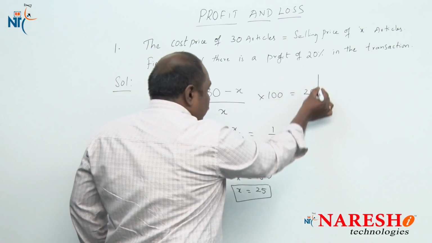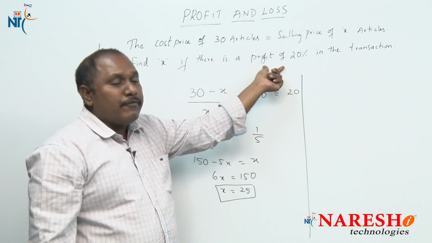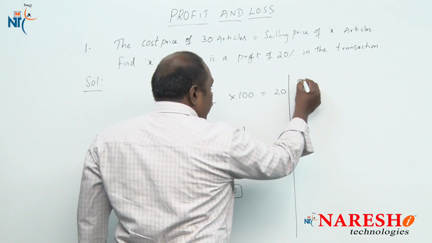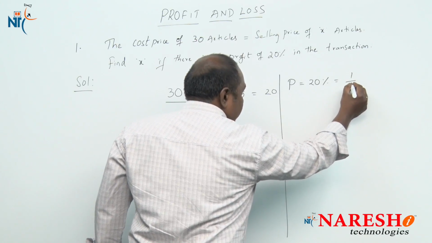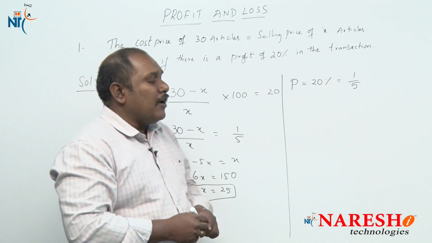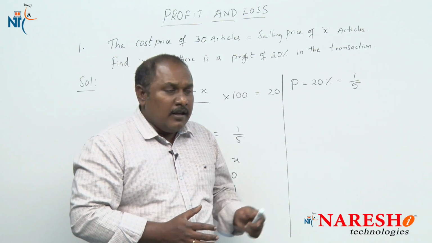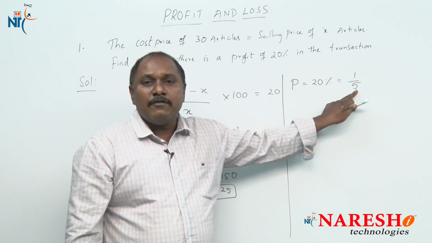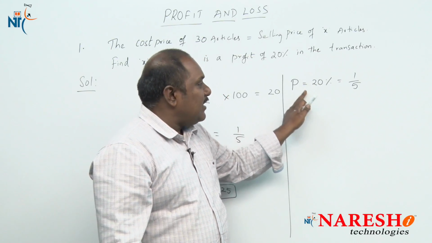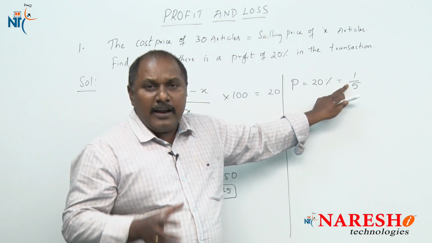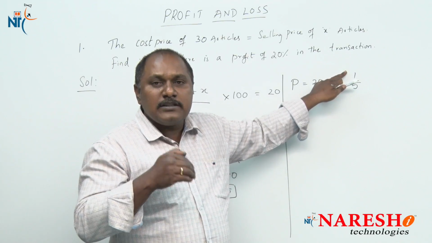Now here if we look carefully, cost price of 30 articles is selling price of X articles and there is a profit of 20%. When I say there is a profit of 20%, this 20% in terms of fraction is 1 by 5. Now we know that we are calculating profit with respect to quantity. When I say with respect to quantity, in the denominator always we have to write the quantity sold. So what is the simple meaning of this? When I say there is a profit of 1 by 5, it means if we sell 5 articles, 1 article should be remaining as profit.